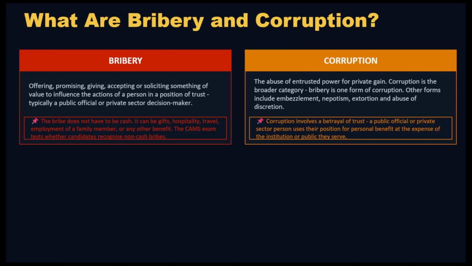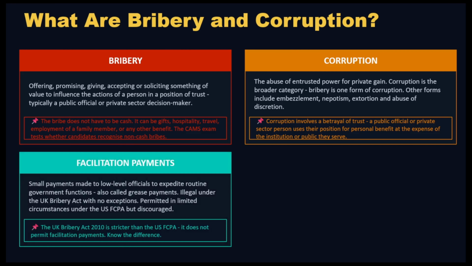Let's look at the third thing, which is facilitation payments. These are small payments to low-level officials to expedite routine government functions, also called grease payments. This is where the UK and US frameworks diverge. The CAMS exam tests this distinction specifically. The UK Bribery Act 2010 prohibits facilitation payments with no exceptions. The US FCPA permits them in limited circumstances but strongly discourages them. If your institution operates under UK law, facilitation payments are always illegal, full stop.